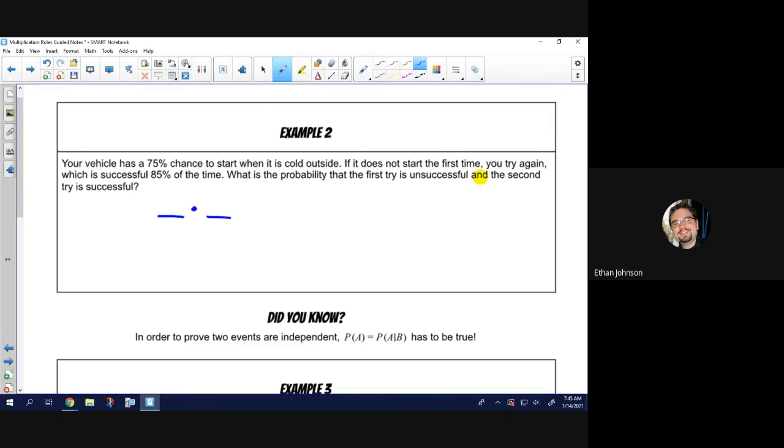Now, it's weird trying to multiply percents, so I am going to put it as a decimal. So 25% as a decimal is just 0.25. But we want the second attempt to be successful, which is successful 85% of the time, or 0.85. Multiplying those two numbers, once again, it was an and. We end up getting 0.2125, which is the same thing as if we move the decimal right 2 spots, 21.25%.